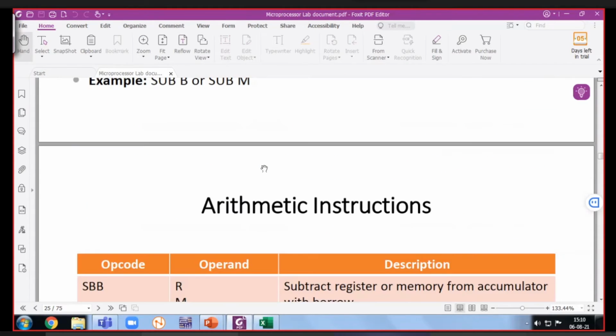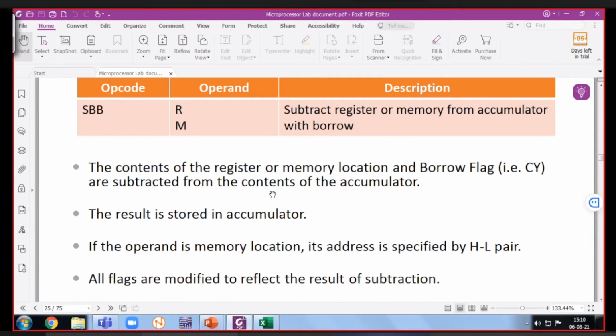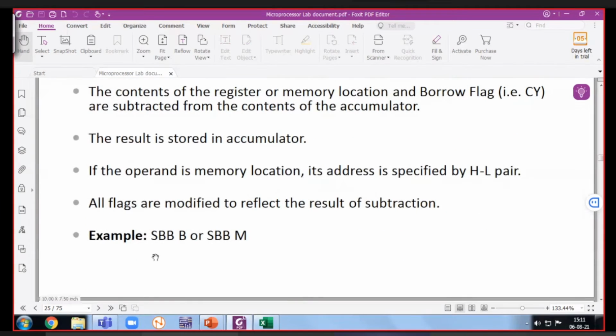Okay, then we have SBB, subtract register or memory from accumulator with borrow. If the operand is a memory location, the address must be in the HL pair. Remember this. If you are using M, all flags are modified to reflect the result of subtraction. So SBB, what does it mean?